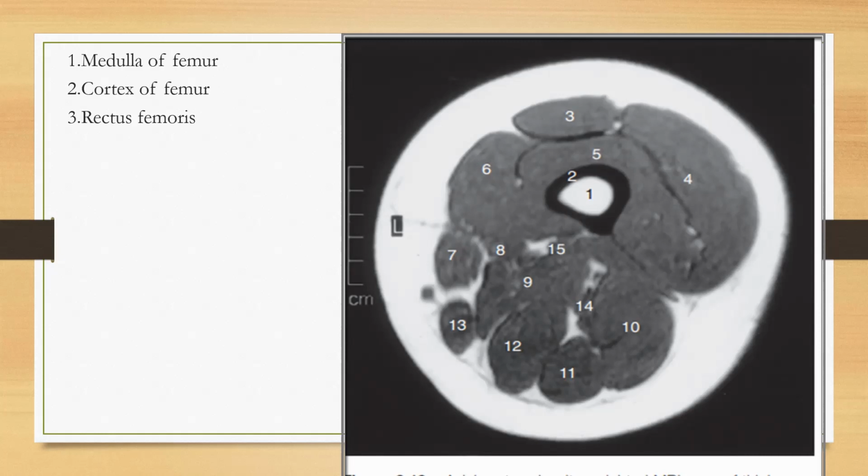Number 4, vastus lateralis. Vastus lateralis.